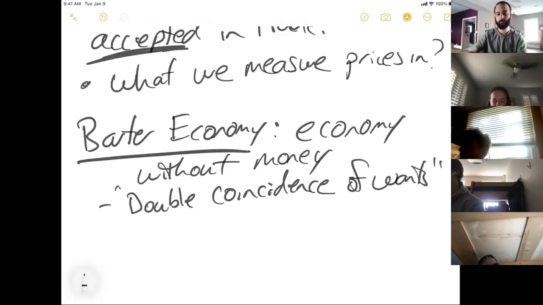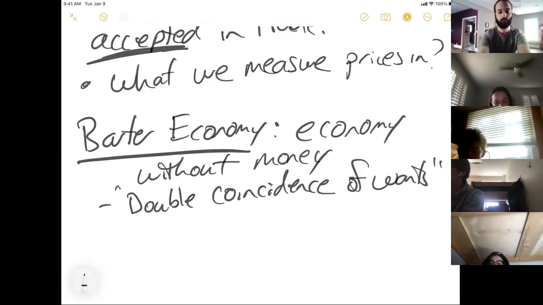So, think how difficult the barter economy would be in a modern economy, right? Let's say that you had a goat and you wanted a sweater. How difficult would it be for you to take your goat to the mall and buy a sweater? It would be pretty difficult, in part because not only do you have to find a sweater you want, but the person who has the sweater you want also has to want your goat, right? You need to have that double coincidence of wants. And that makes trade in a barter economy very difficult.